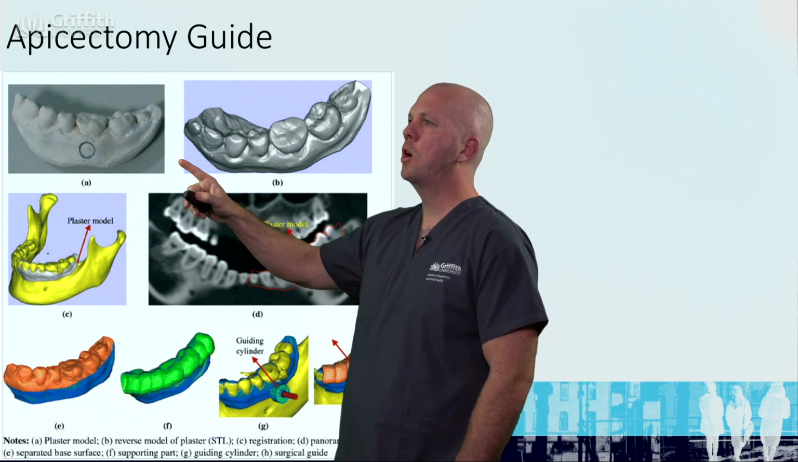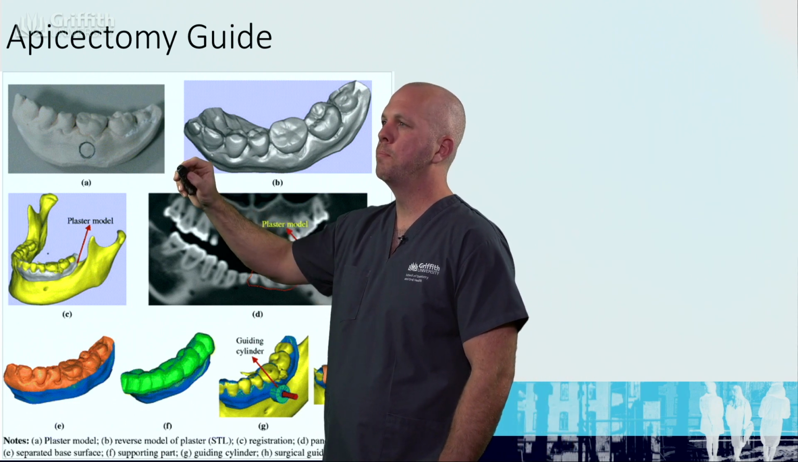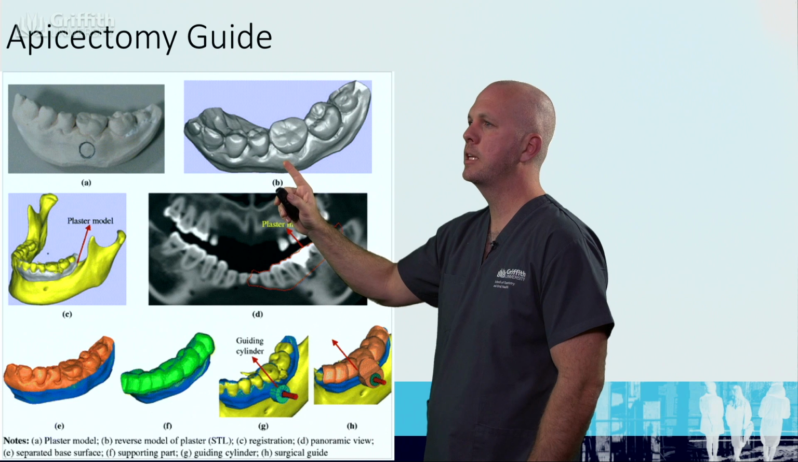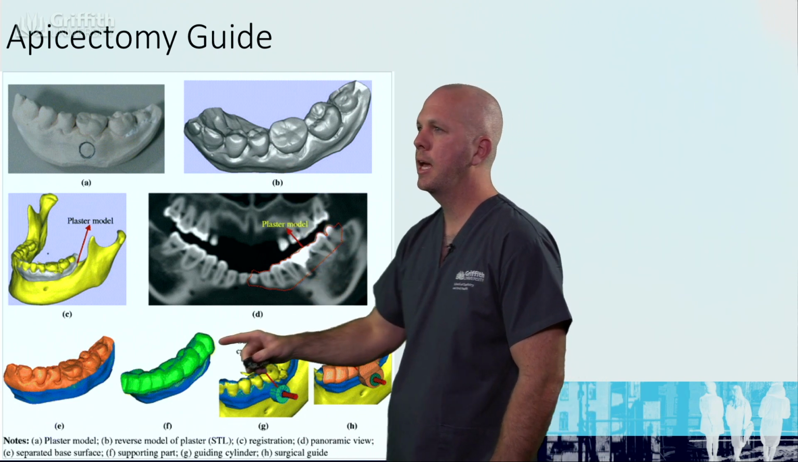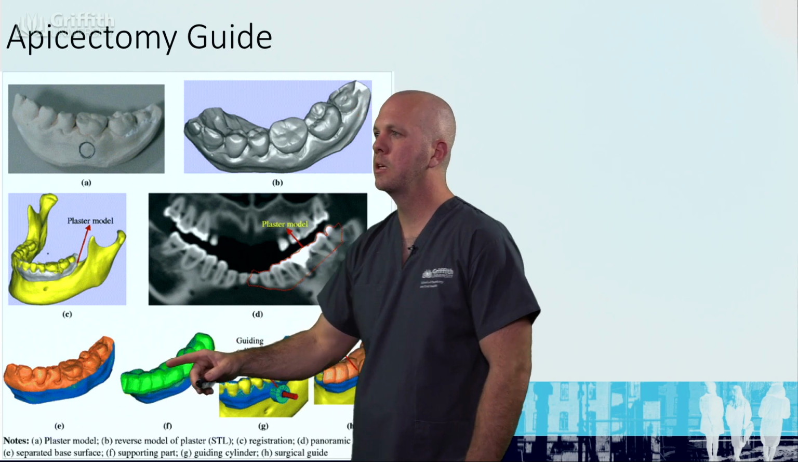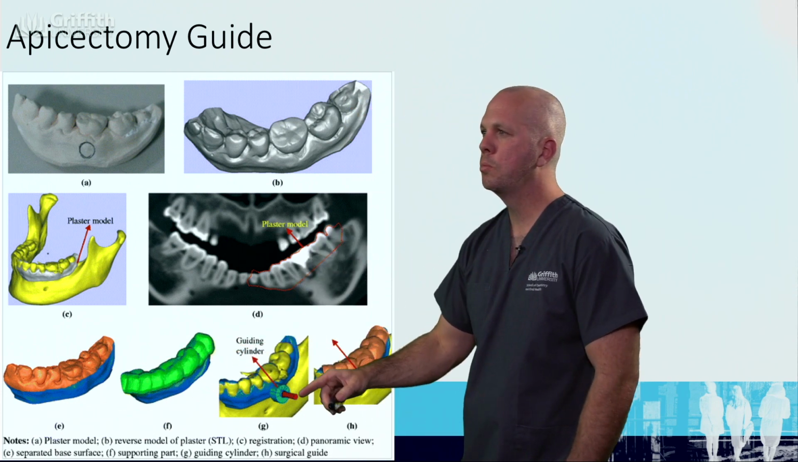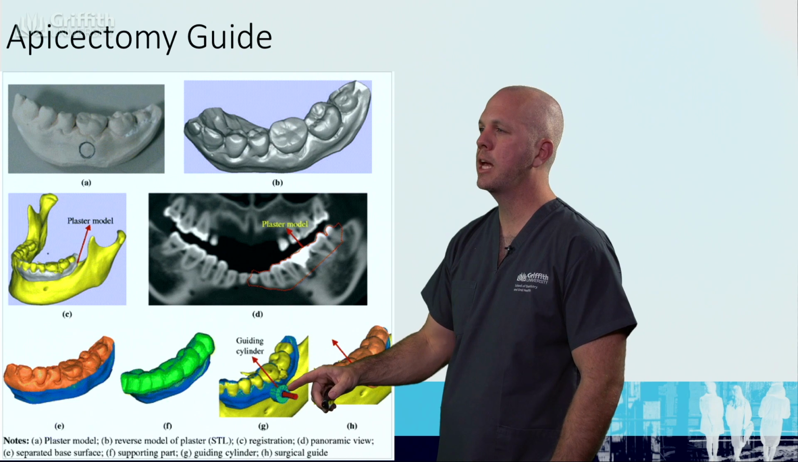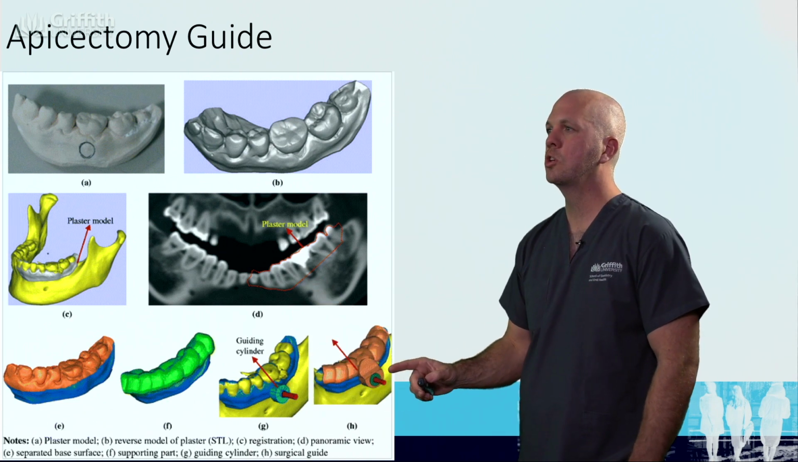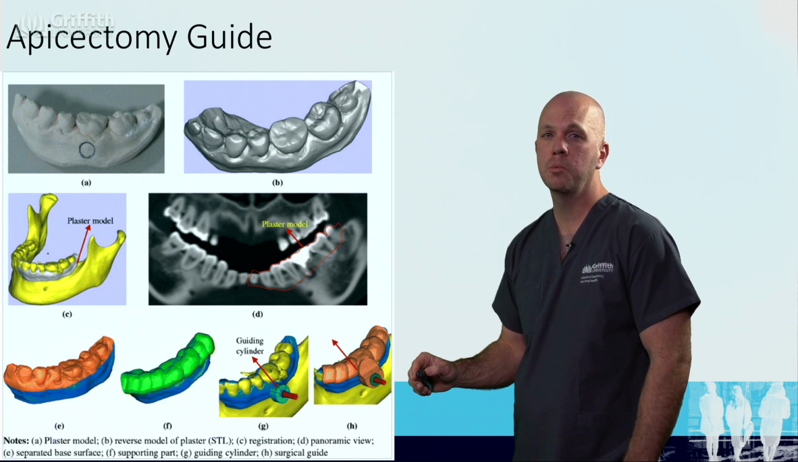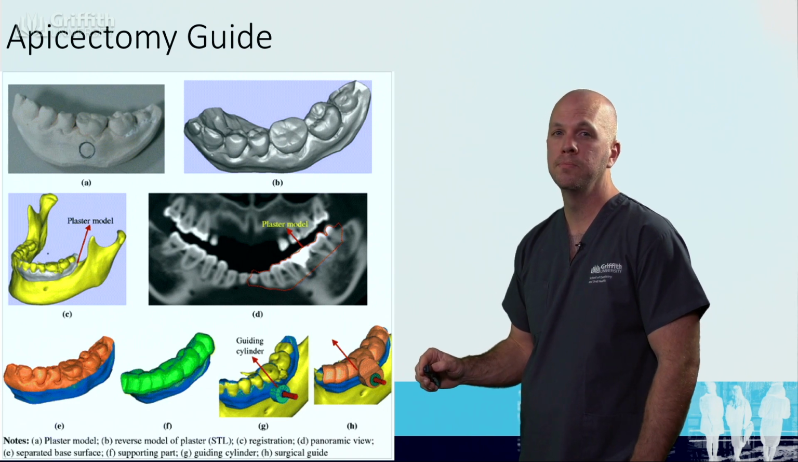What it involves is we take a model, we digitize that, then we grab a CBCT and we then make a guide over the model. We put a drilling cylinder into that specific to where this root's being removed, and then the surgeon can use this to drill directly to where the root of the tooth is.